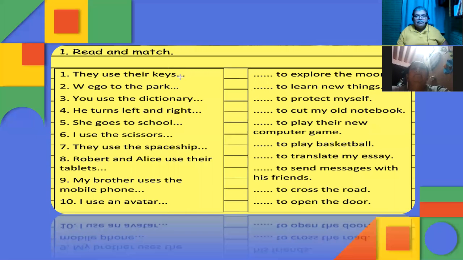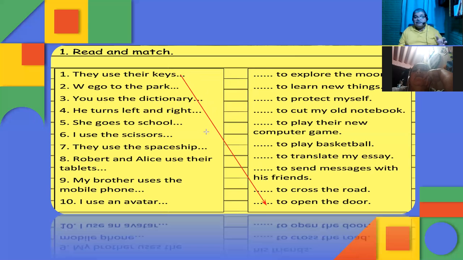Por ejemplo, they use their keys to what? Y aquí tenemos diferentes opciones: to explore the moon, to learn new things, to protect myself, to cut my old notebook, to play their new computer game. A ver, ¿para cuál de todas estas? ¿Con cuál encaja? Open the door. To open the door.